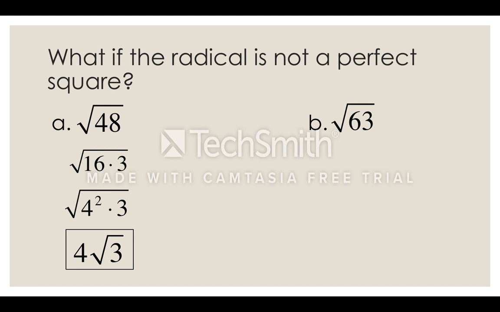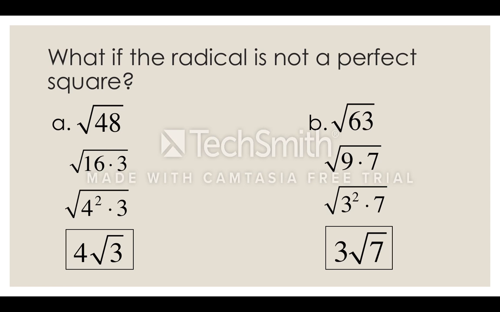Moving on to square root of 63. The largest perfect square that's a factor of 63 is 9. So we're going to rewrite this as square root of 9 times 7. Let's rewrite 9 as 3 squared. So now we have square root of 3 squared times 7. And now we can pull out that perfect square to get 3 times the square root of 7. And that's the simplified version of square root of 63.